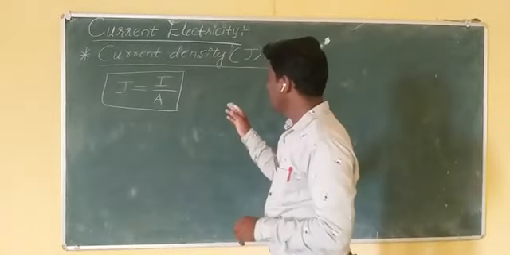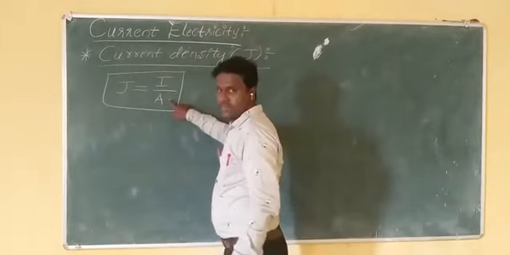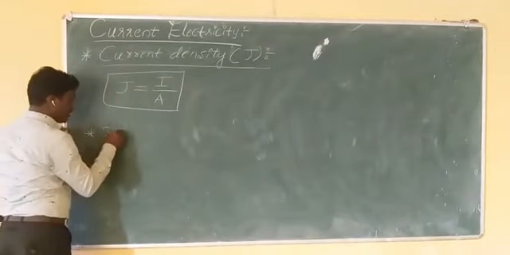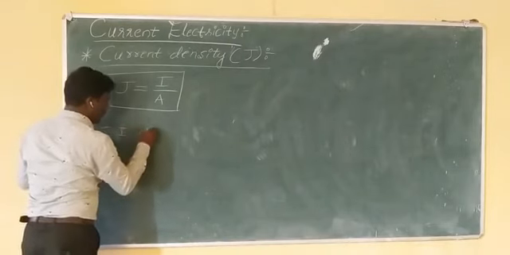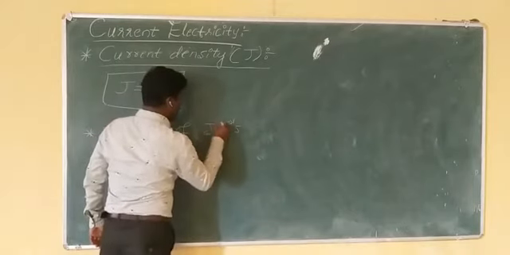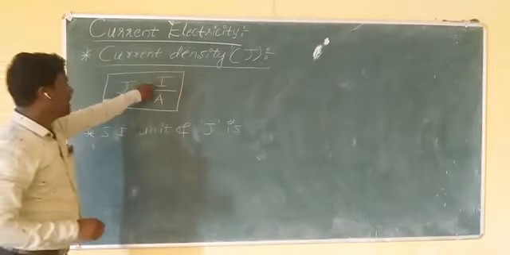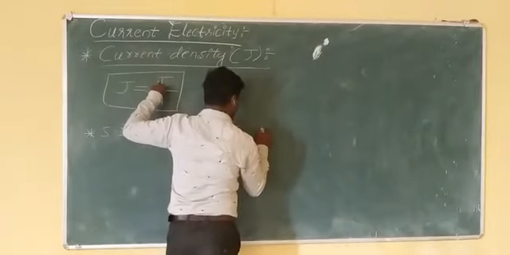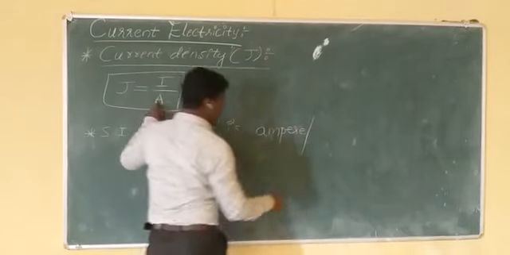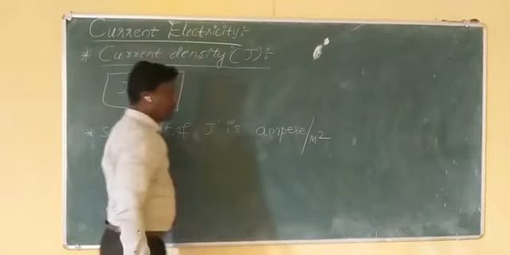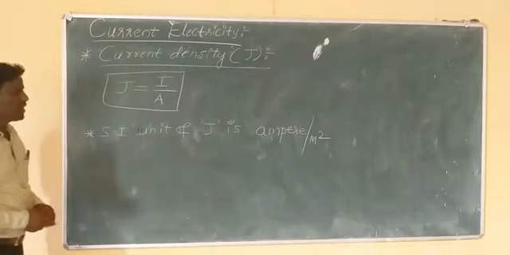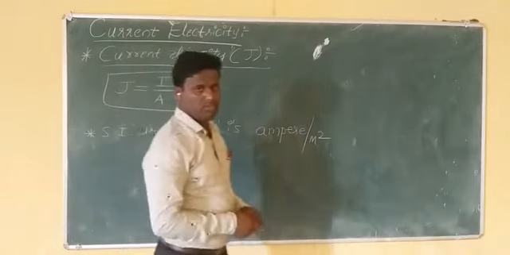So current density is defined as the ratio of current and area, and the SI unit of J is, yes, anybody, what is the SI unit of J? Here I is electric current, ampere, per A is the area, meter square, ampere per meter square. What is the SI unit of current density? SI unit of current density is ampere per meter square, right?